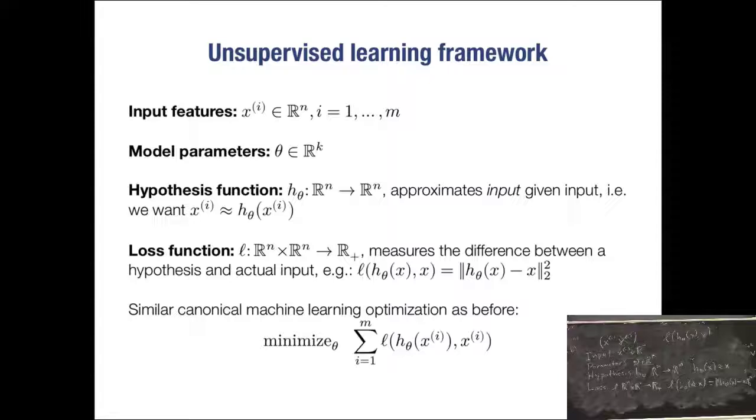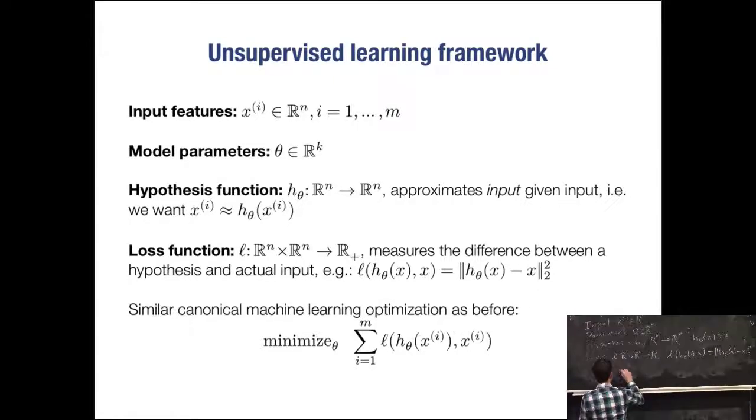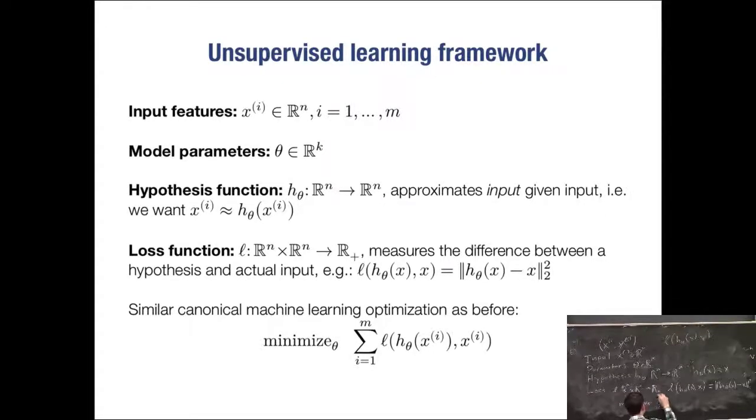And now that we've set this up, we have the exact same kind of canonical machine learning problem as before. Namely, we want to minimize over our parameters the sum from i equals 1 to m, that's the number of data points we have, of this loss of our hypothesis on the training example i and example i. Okay, so that's the framework.